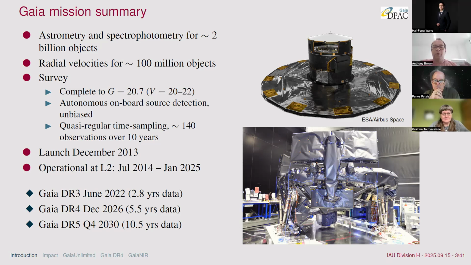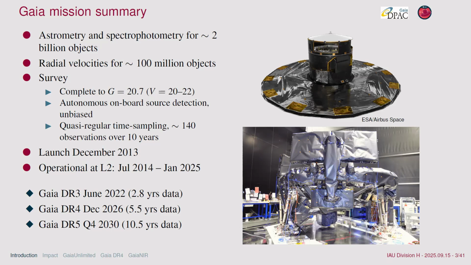Because Gaia continuously scans the sky over the course of its mission lifetime, you get a quasi-regular time sampling with, on average, about 140 observations per object spread over these 10 years. So Gaia has also been very interesting for transient science, and of course also for things like variable stars.